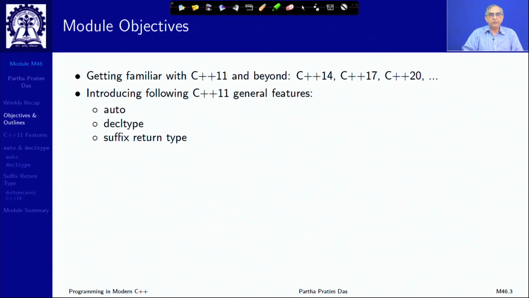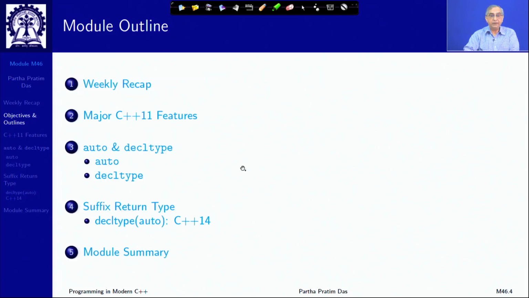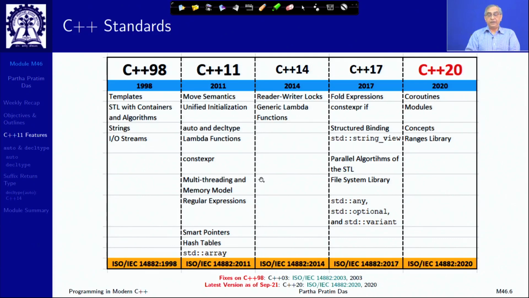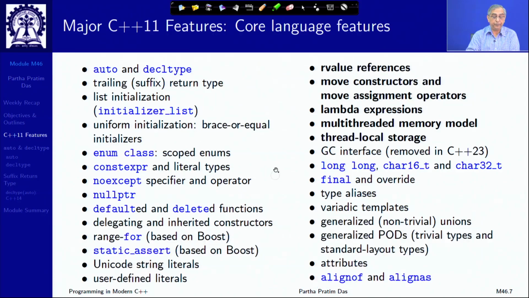In this module, we will introduce a few general features of C++: auto, decltype and suffix return type. So, this is the outline which will be available on the left panel as usual. First let us look at the major C++ features. And just to remind you, these are the different standards that we have been talking about. C++ 98 or its corrected version C++ 03 has been in our discussion all the time. C++ 11 is what we are going to discuss now with references to 14, 17 and 20, the latest version.